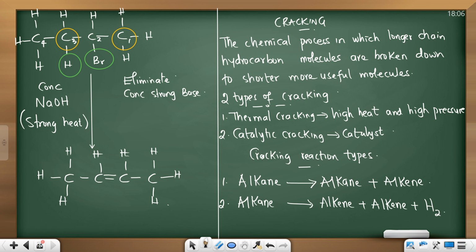Alkene, alkene, H2. I'll show you an example to explain that. Let's look at an example quickly. Cracking reaction types. Can I move to the next page? Just quickly show an example of this one. And then we take a full question now and just play with it, and just have fun.